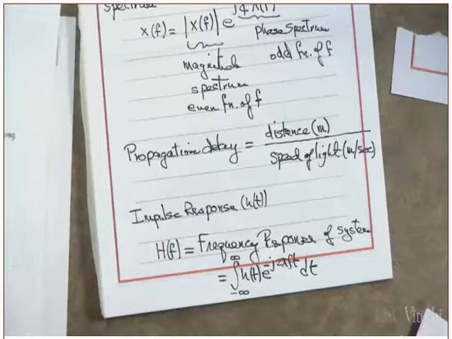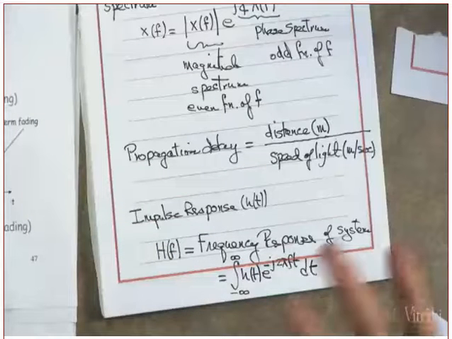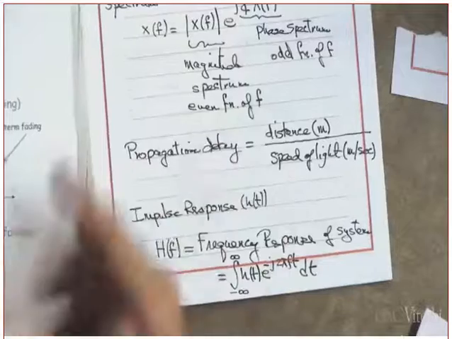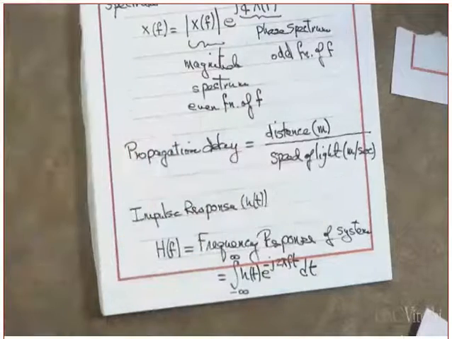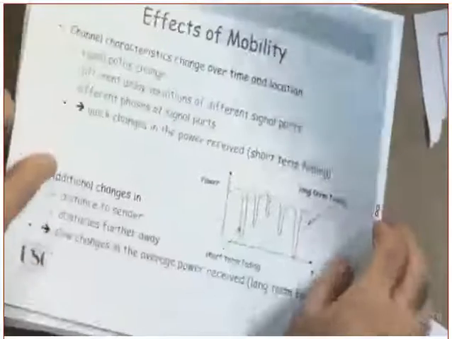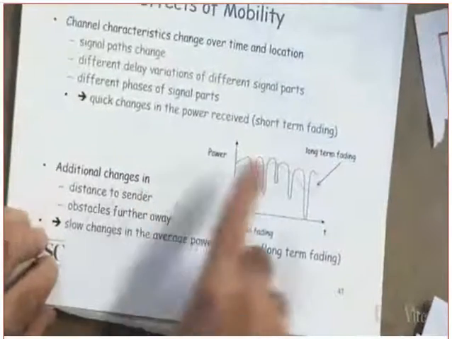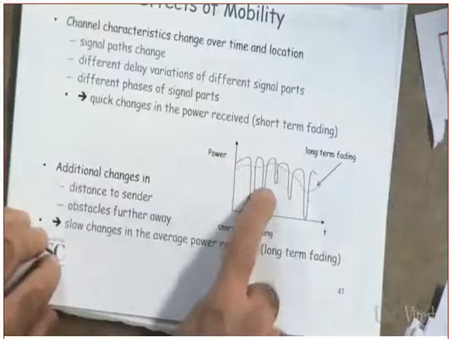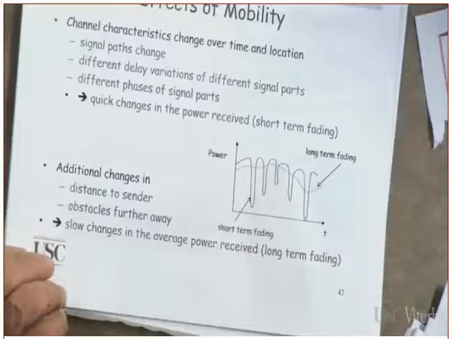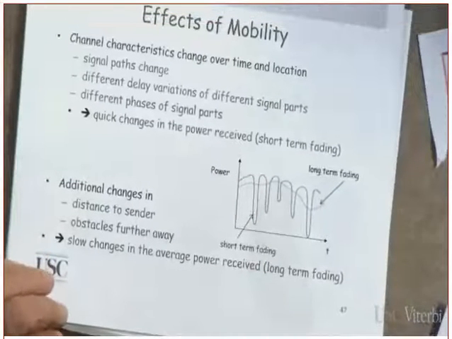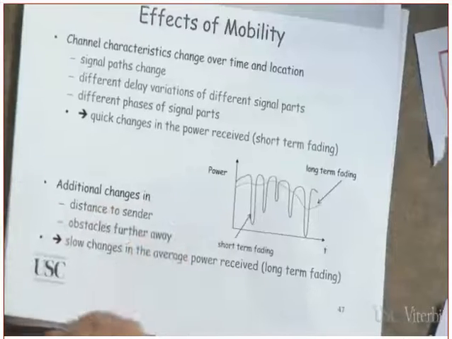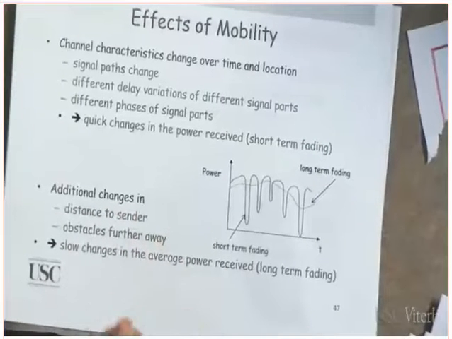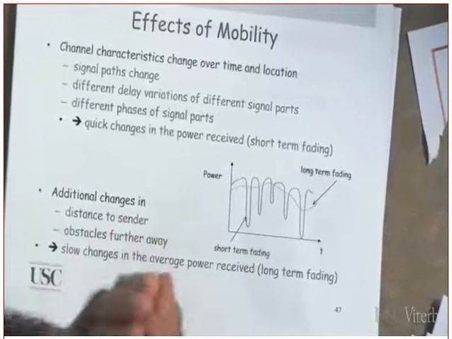But when I talk about a time varying channel, what am I saying? I'm saying that the impulse response is going to change with time, especially if there is motion in there. So again, there will be quick changes in the power received. What does that mean as far as the receiver design is concerned? One of the most important parameters in RF design is what is known as the dynamic range of a receiver.